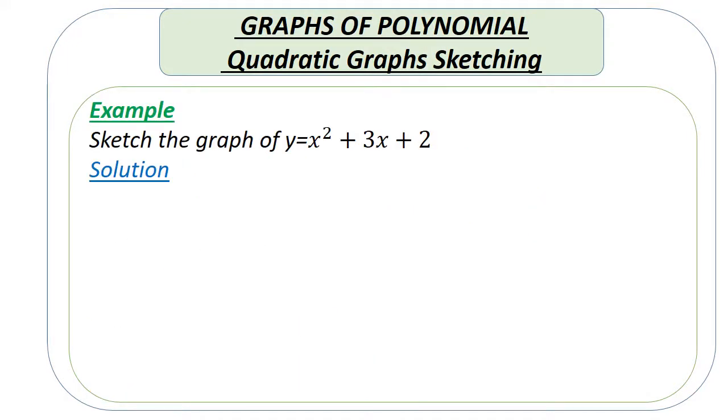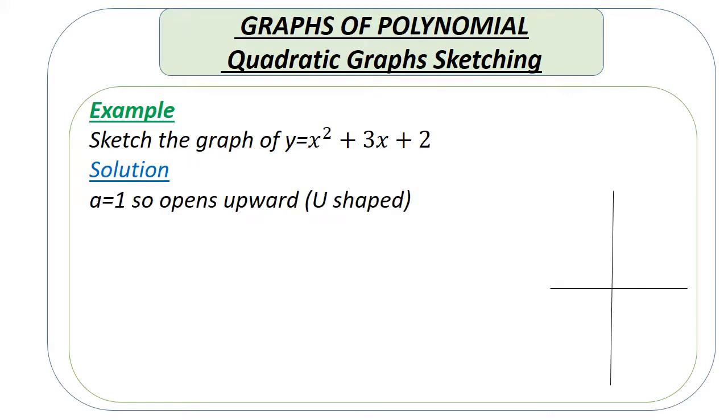Let's take a look at an example. Sketch the graph of y is equal to x squared plus 3x plus 2. We are going to draw our axes here, the x-axis and the y-axis. The first thing is to have an idea of the shape. We can see that a here is 1. There's an invisible 1 here. That means the graph opens upwards. It's U-shaped. It has the shape of a cup because a is positive. That's one piece of knowledge. So we know that our graph is going to be like this.